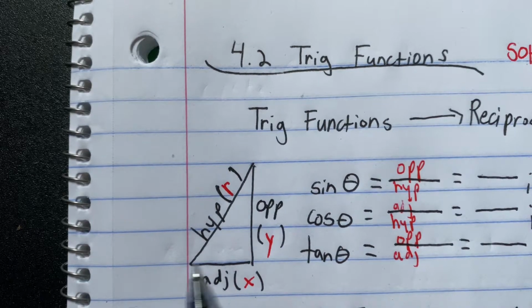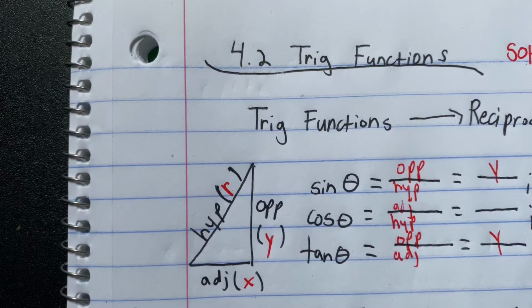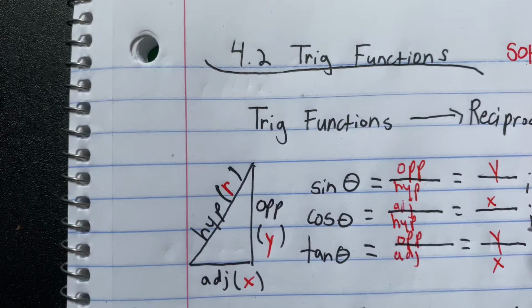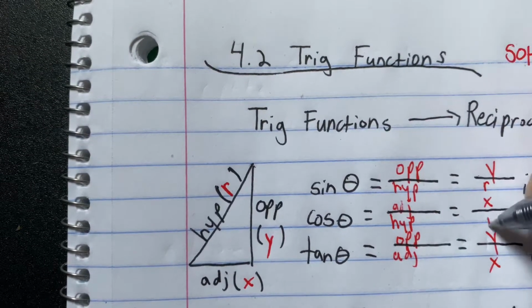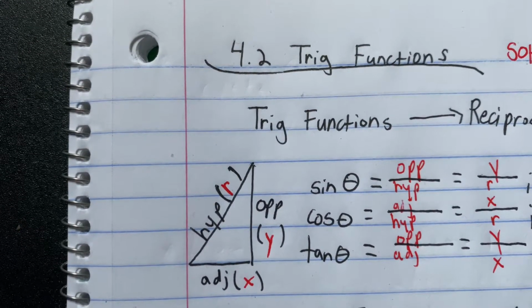So the adjacent is the X value, the opposite is the Y value, and the hypotenuse is the R value. So for all my opposites, I'm going to put Y. And for all my adjacents, I'm going to put X. And for all of my hypotenuse, I'm going to replace it with R. So you can see that we can also say it like this if this is how you represent the triangle in your trig function.